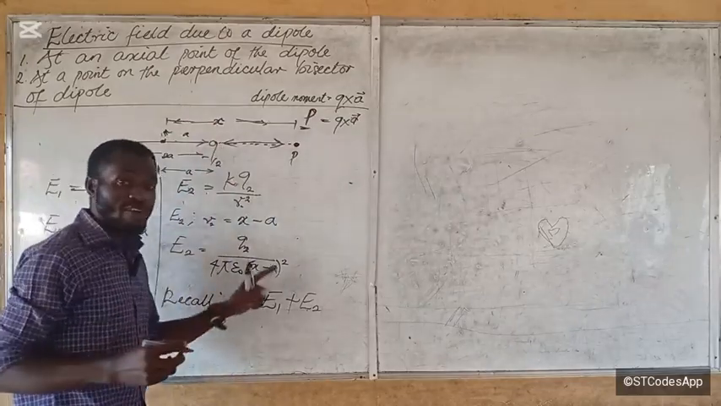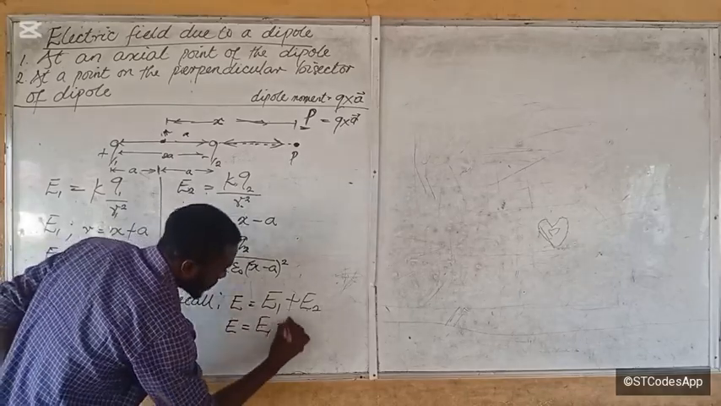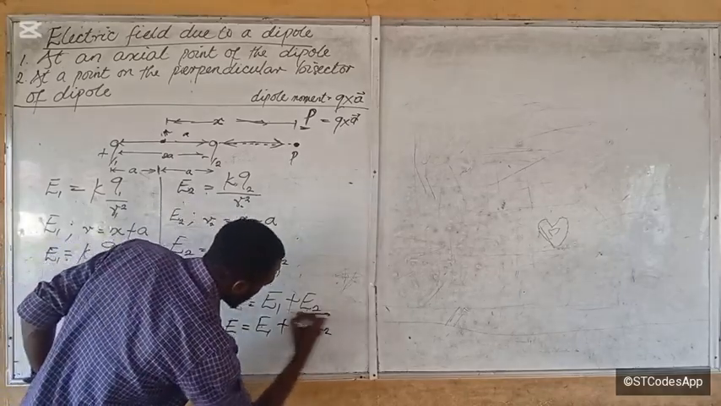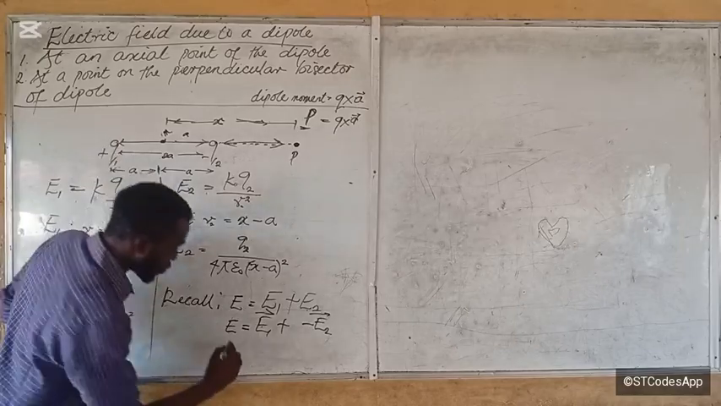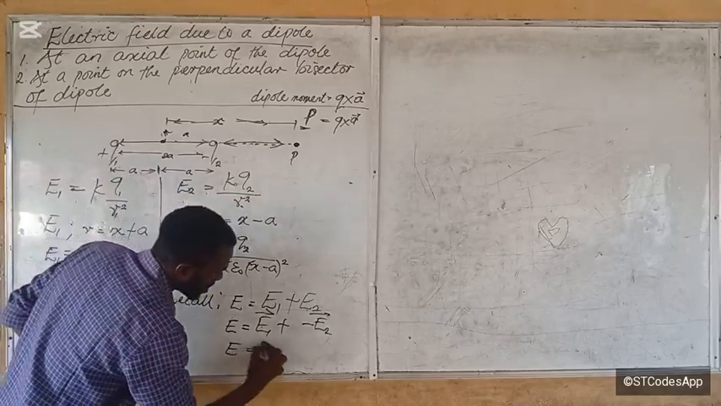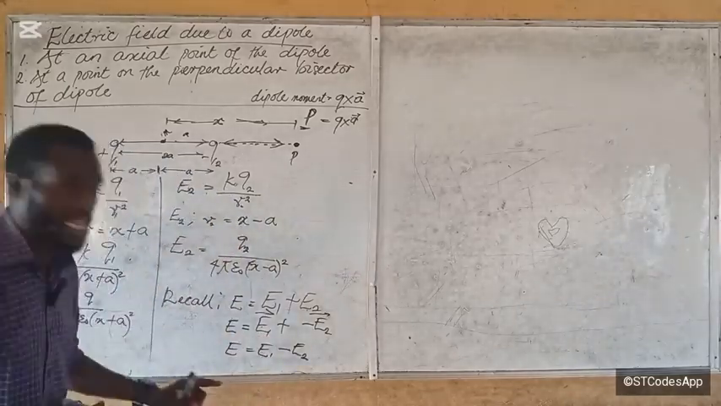So if they have different directions, what does that mean? Our E is going to be E1 plus negative E2. Remember, they are vectors. So what does that mean? That E therefore will be E1 minus E2. I hope this is clear.